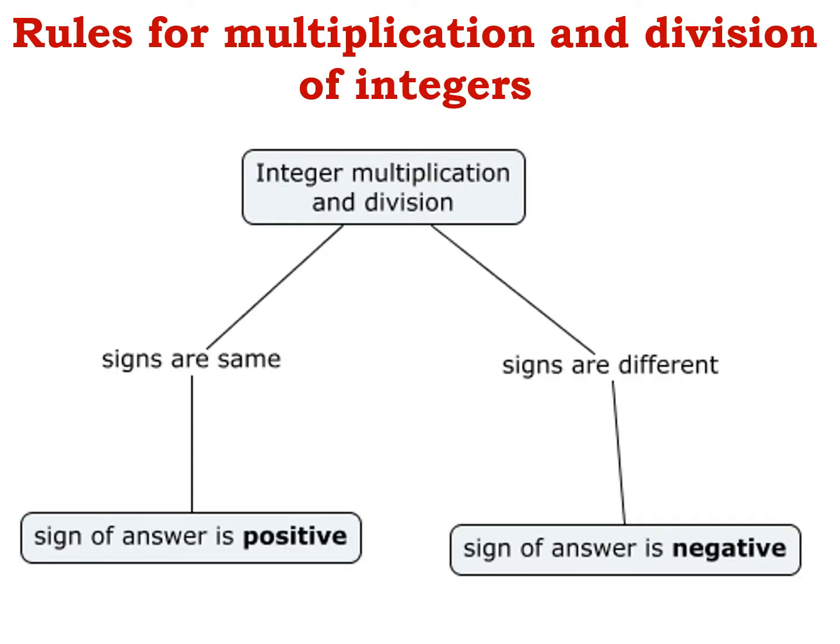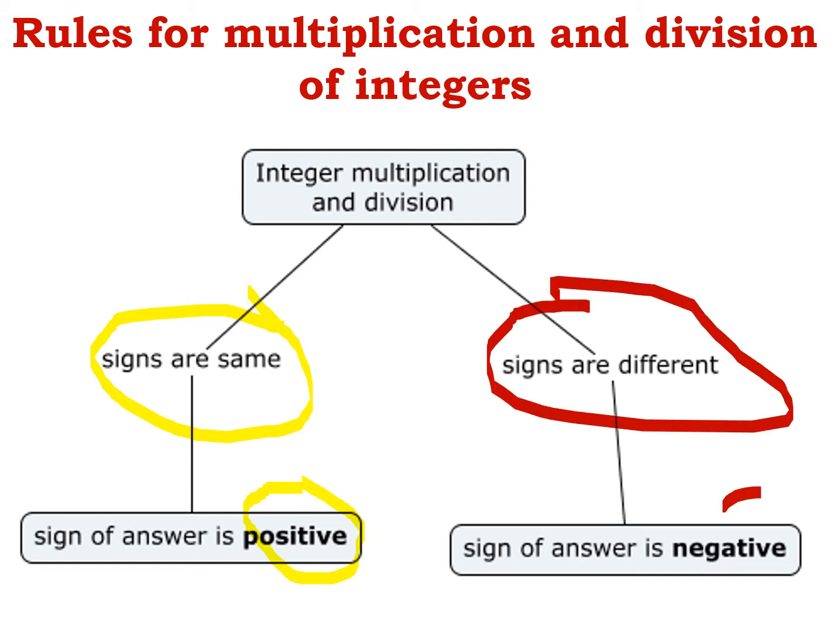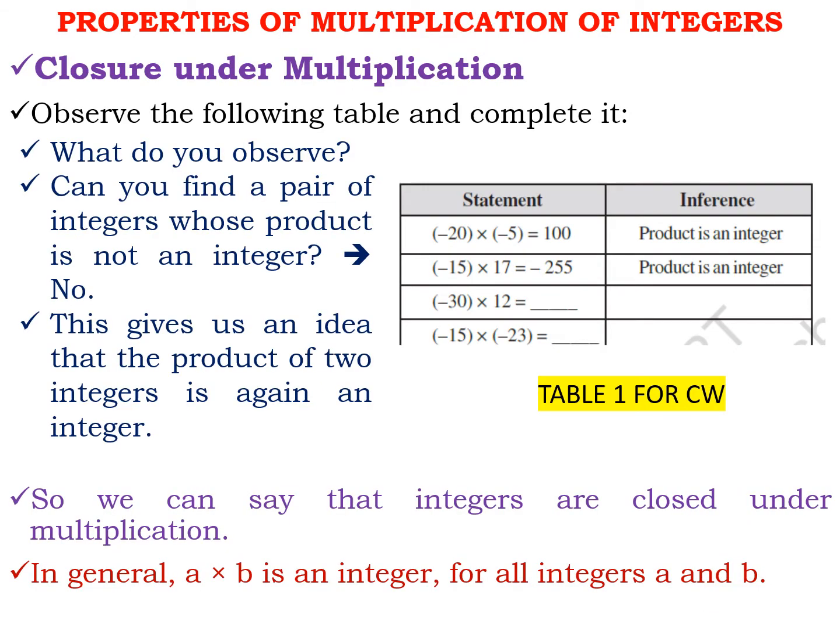Rules for multiplication and division of integers. So here is a flow chart which tells you the basic rule. First case, when signs are same, the sign of the answer is always positive. When signs are different, the sign of the answer is always negative. Only these 2 points you have to remember.